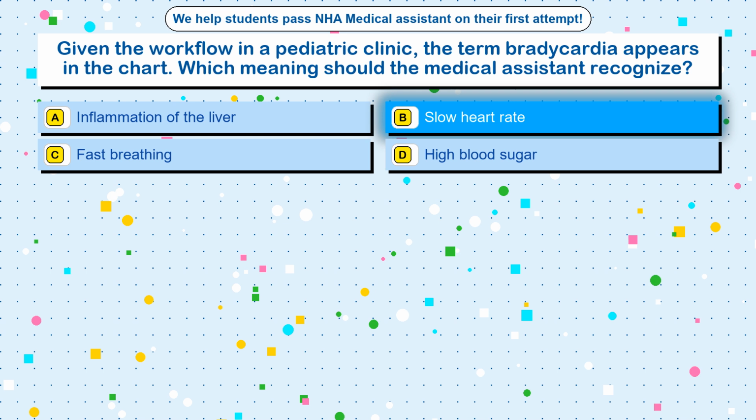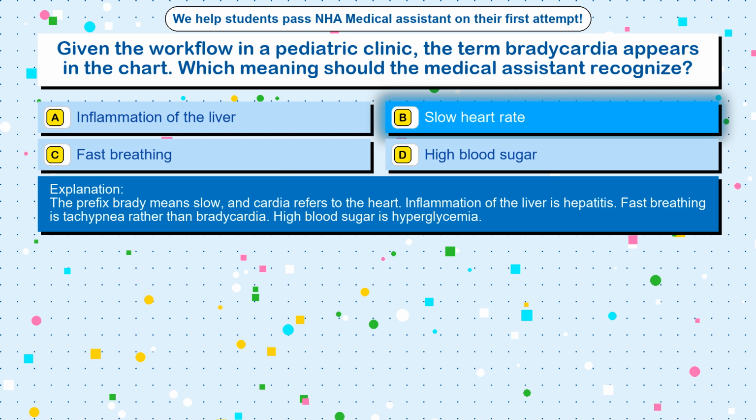Slow heart rate. The prefix brady means slow, and cardia refers to the heart. Inflammation of the liver is hepatitis. Fast breathing is tachypnea rather than bradycardia. High blood sugar is hyperglycemia.